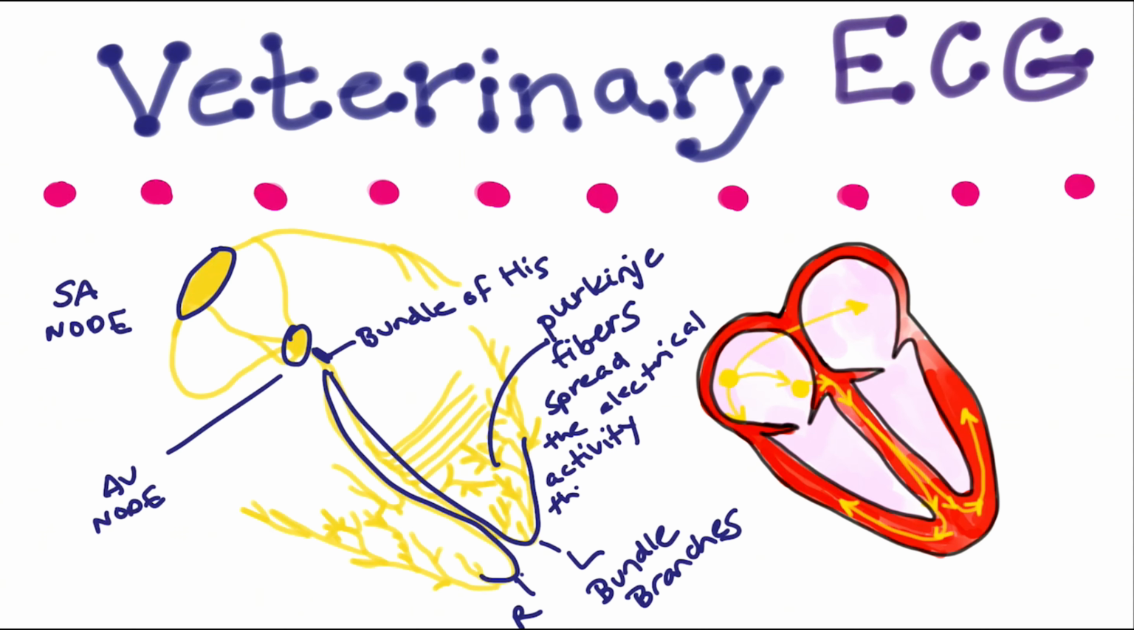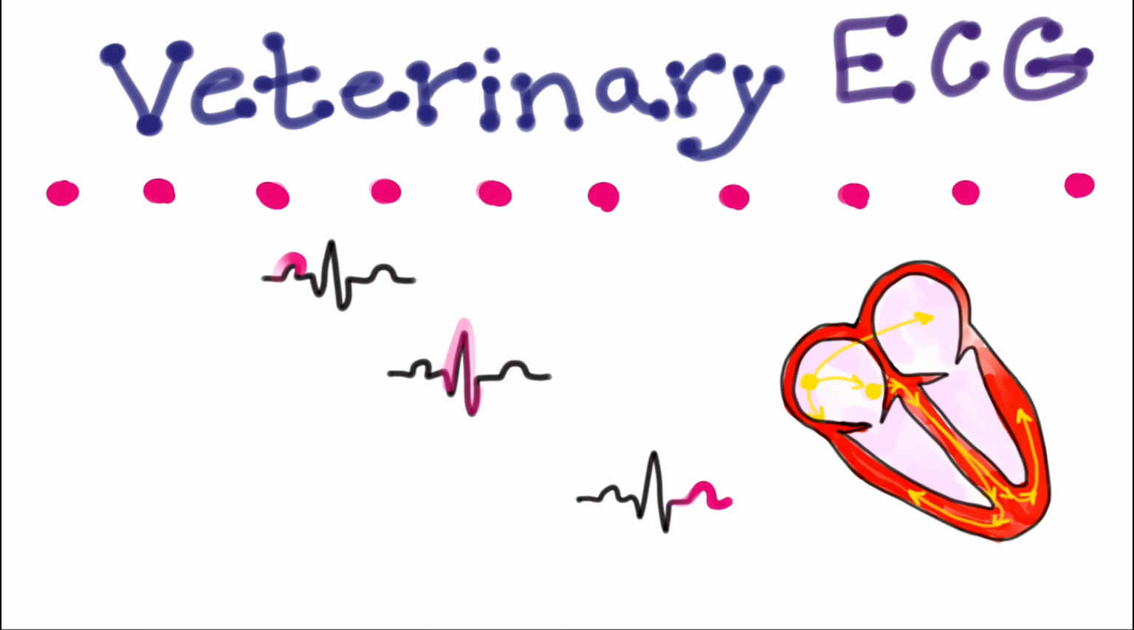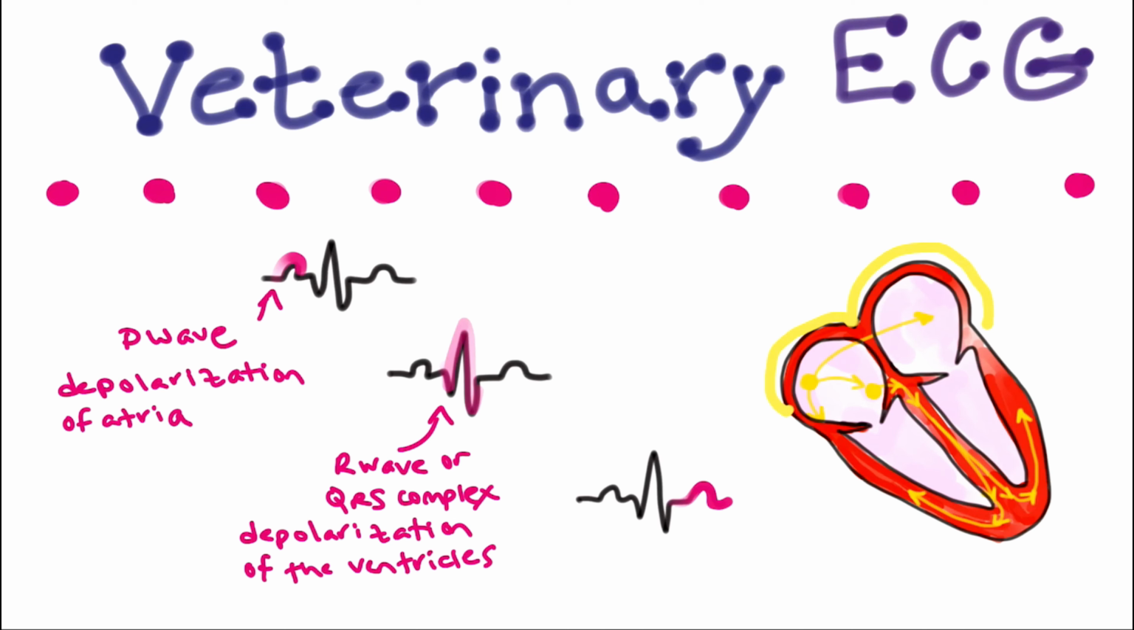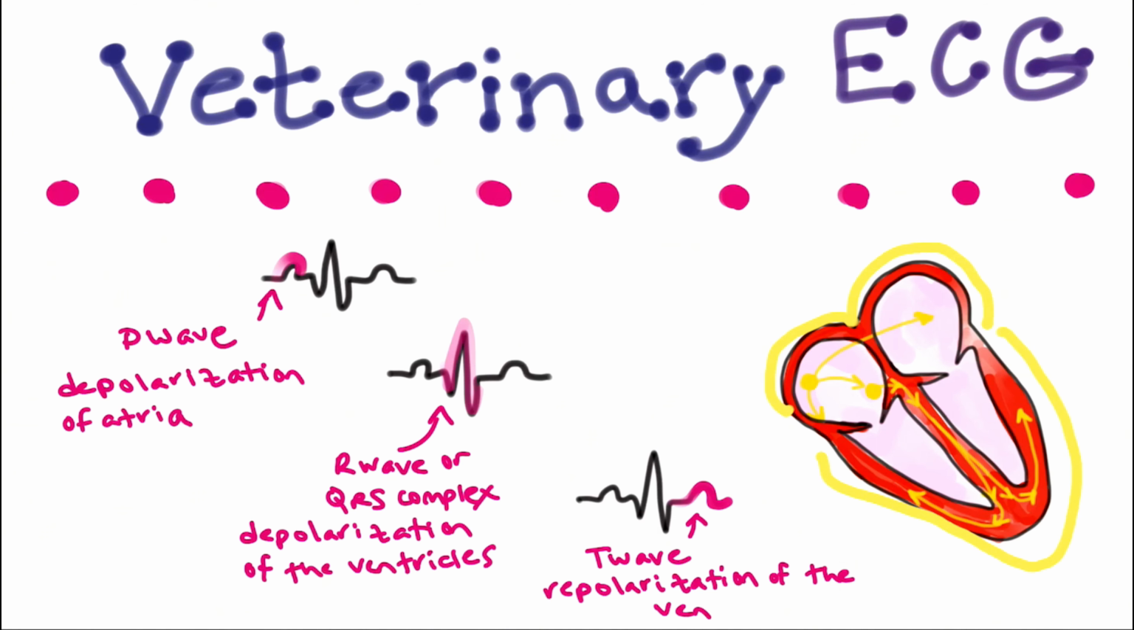ventricular muscle tissue. The first part of the ECG tracing is the P wave. It represents depolarization of atrial muscle cells. The next waveform is the R wave called the QRS complex. It represents depolarization of ventricular muscle cells. Finally, there's a smaller wave called the T wave, which represents repolarization of the ventricle.